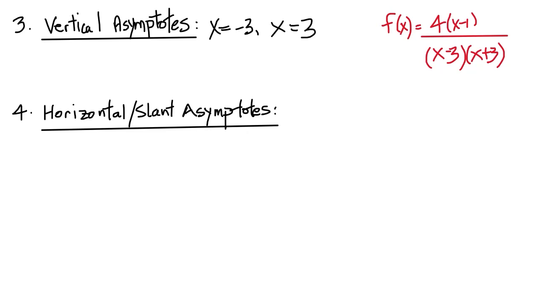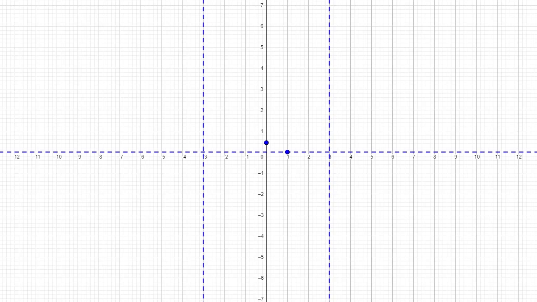Next, we want to consider the horizontal asymptote. Since the degree of the numerator is 1 less than the degree of the denominator, in this case, then the horizontal asymptote is y equals 0, the x-axis. If there's a horizontal asymptote, there's no slant asymptote. If there's no horizontal, there may or may not be a slant asymptote. But we'll indicate our horizontal asymptote, which is the x-axis, with a dotted line, y equals 0.